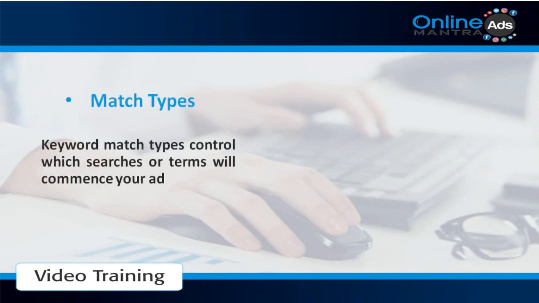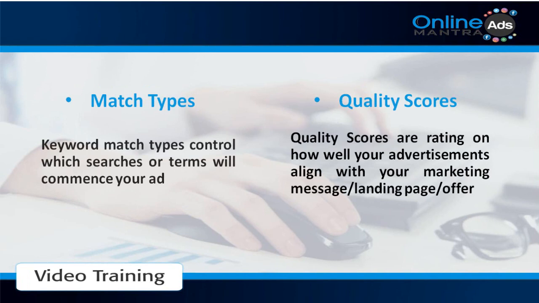Match types. Keyword match types control which searches or terms will trigger your ad. Quality scores. Quality scores are a rating on how well your advertisements align with your marketing message, landing page, and offer.